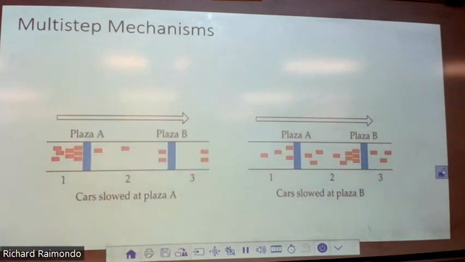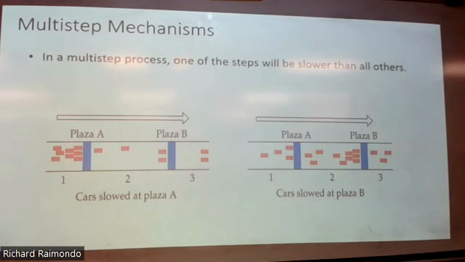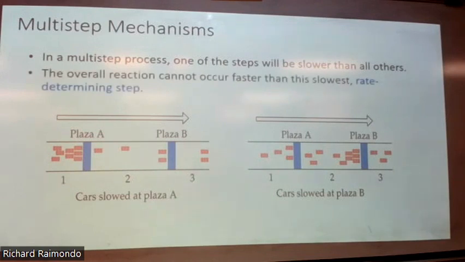through there. The same thing happens when we break up a reaction into steps, because one of the steps is going to be slower than the other one, which means that step will tell you how fast the whole reaction goes. You can only go as fast as the slowest step. So we call that the rate determining step.